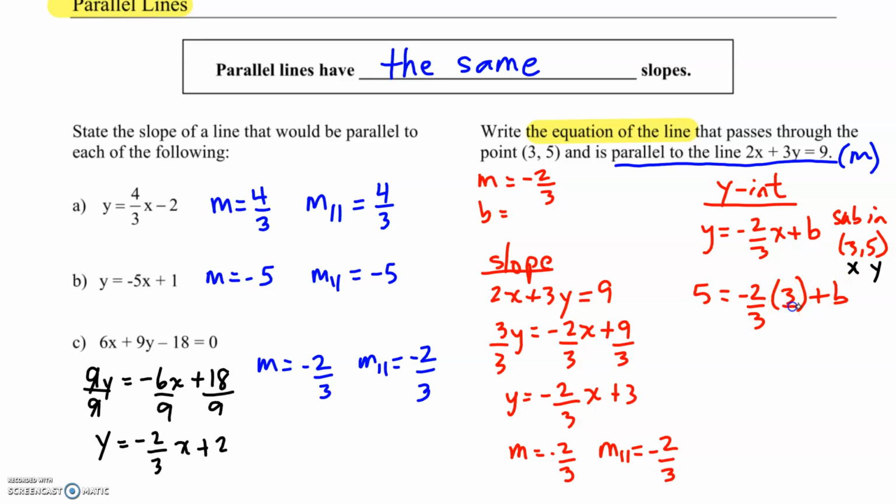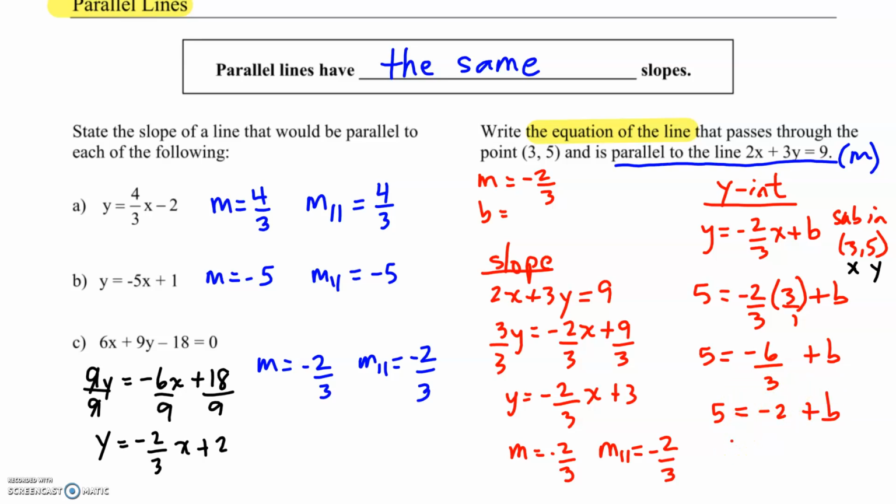Okay, we know that is like 3 over 1. So we'll start by multiplying. Negative 2 times 3 is negative 6. 3 times 1 is 3. I'll divide now because I can see that goes to a whole number. Negative 6 divided by 3 is a negative 2 plus b.